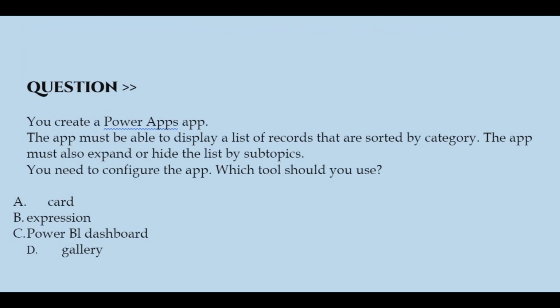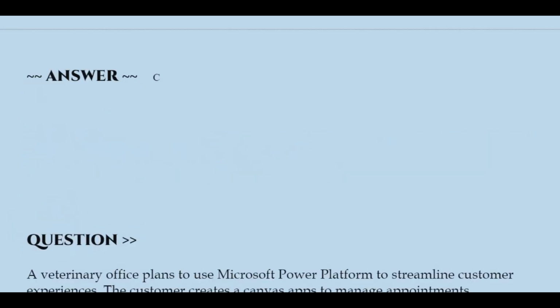Next, you create a Power Apps. The app must be able to display the list of records that are sorted by category. The app must also expand or hide the list of subtopics. You need to configure the app. Which tool should you use? Option A, card. Option B, expression. Option C, Power BI dashboard. Option D is gallery. Correct answer is option C.